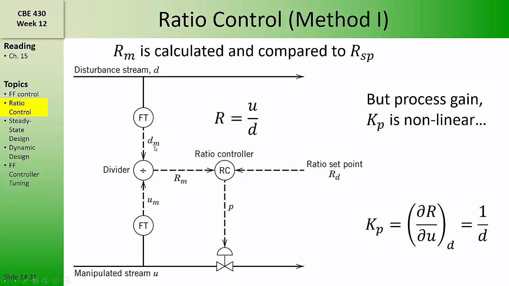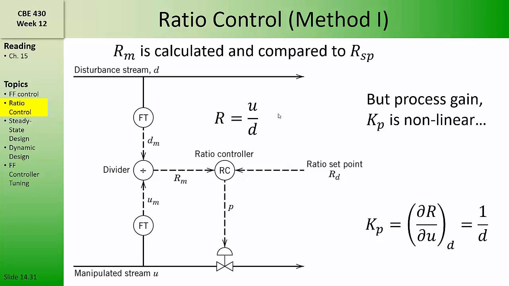It's important here to note that dm and um are physical process variables and not the deviation variables. If these were the deviation variables, they might be very close to zero, and we would not be calculating the ratio, we would be calculating the ratio of the deviations.